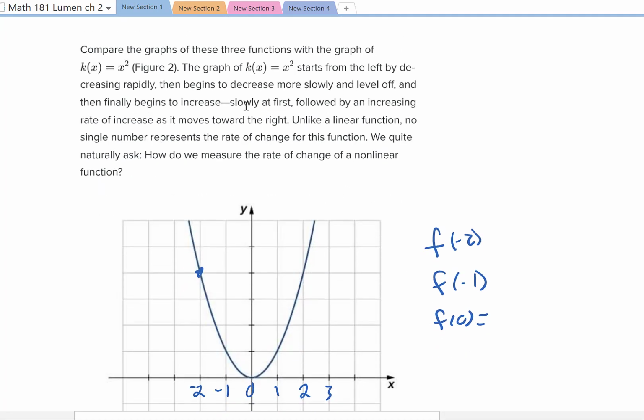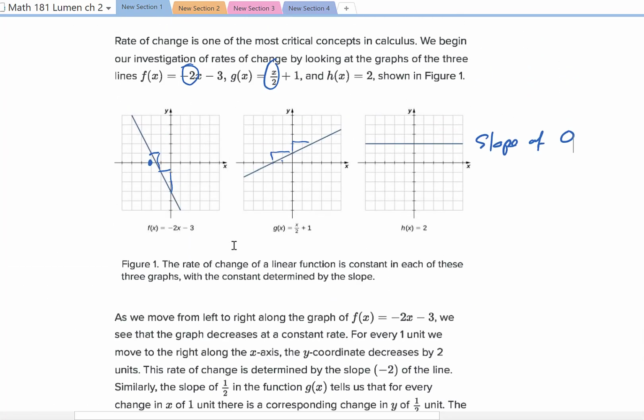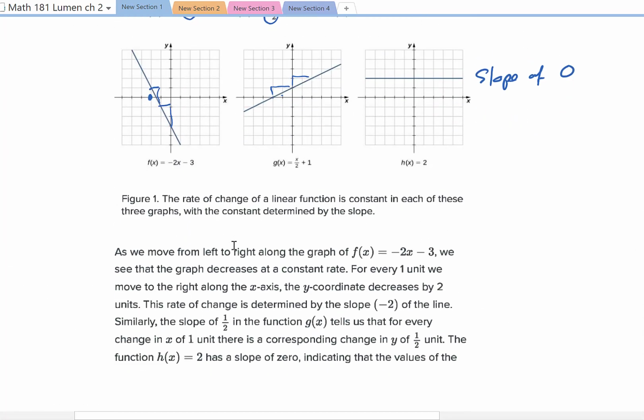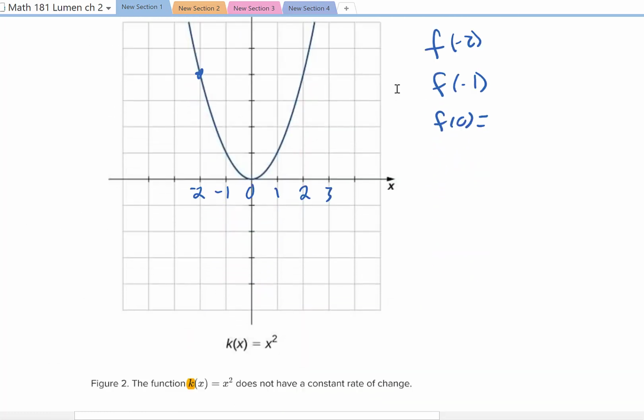Now let's look at this other graph here, k of x equals x squared. It starts over here on the left, it's going down, down, down, down, down. It bottoms out at the origin, then it starts going up. So in the previous cases, we saw a constant rate of change: to the right one, down, to the right, then down, or going to the right, then up, or just staying horizontal, never going up or down. Those are constant. In this one, that rate of change changes.